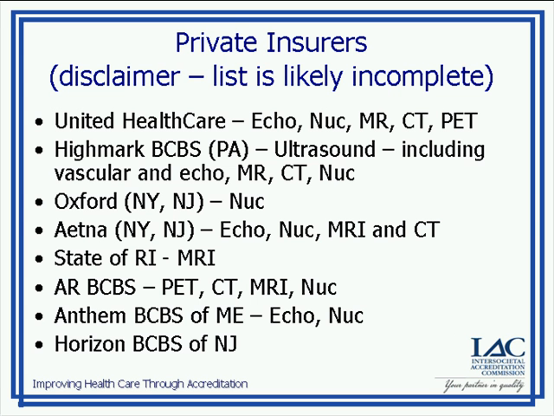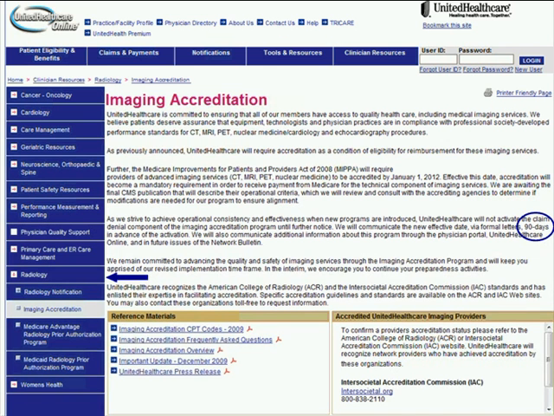Just yesterday, we received a request from a small insurance company in Ohio that wanted to verify the accreditation status of a provider in Ohio. They're not on this list. We had no idea that they had this policy in place. And that typically is how we find out that there is such a policy, is when the insurer calls us to verify the accreditation status of a provider. So we know a lot about United Healthcare, probably Highmark as well. And I'll show you some examples of some of these.